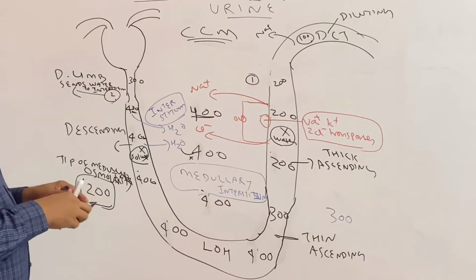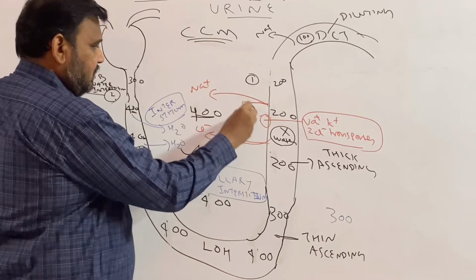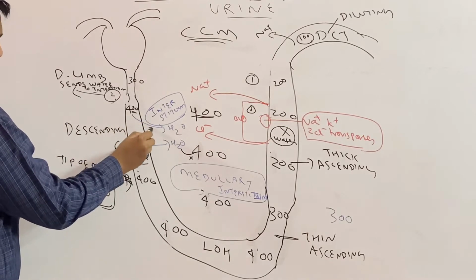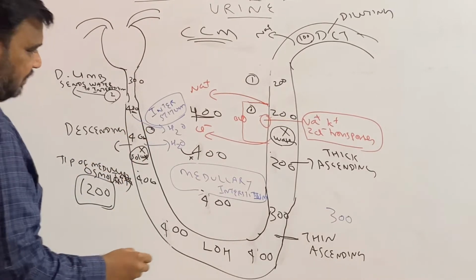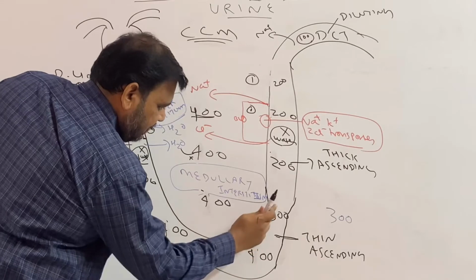Now what happens, note it down. Now coming to the third point. So the first point is this, the second point is this, now the third point is this. See here, this 400 will come here.